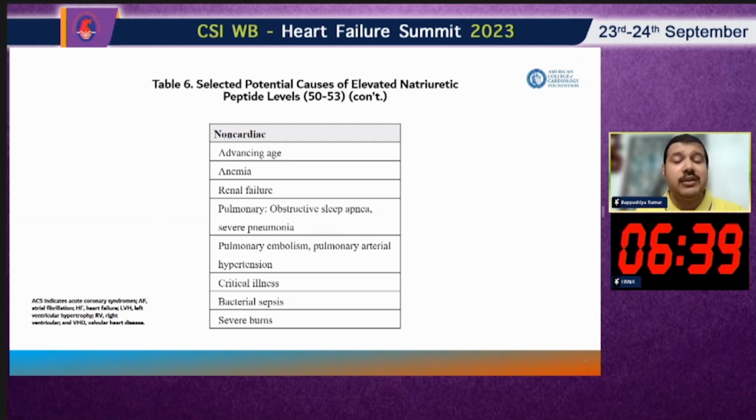So when we are dealing with a patient with LVEF 60%, we need to look at other structural abnormalities in the echocardiography. That is why a detailed echo is necessary in all patients with preserved ejection fraction where we are suspecting a preserved ejection fraction.